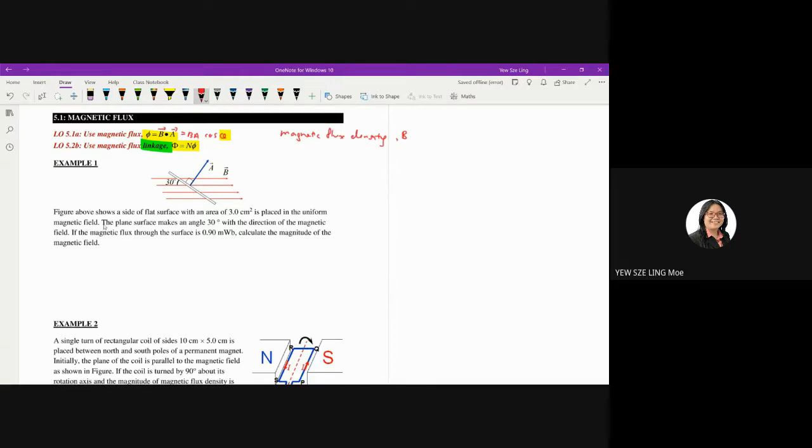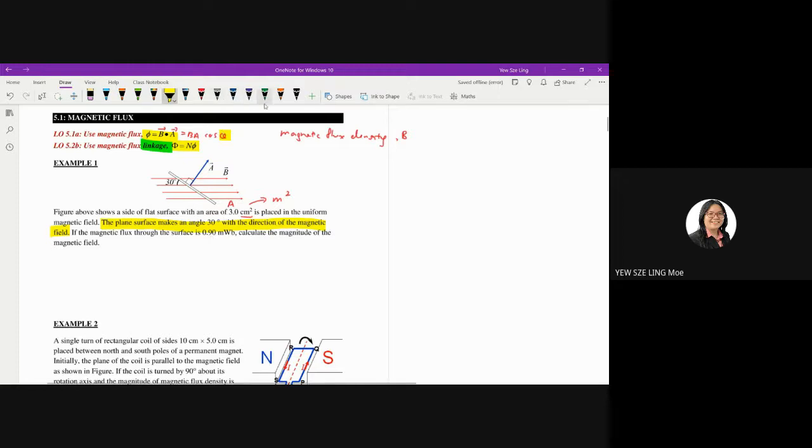Example 1, the figure above shows a side of a flat surface with an area of 3 cm squared. This is not an SI unit, remember, you need to change it into meter squared. It's placed in a uniform magnetic field. The plane surface makes an angle of 30 degrees with the direction of the magnetic field. It tells you the angle between plane and field is 30 degrees.